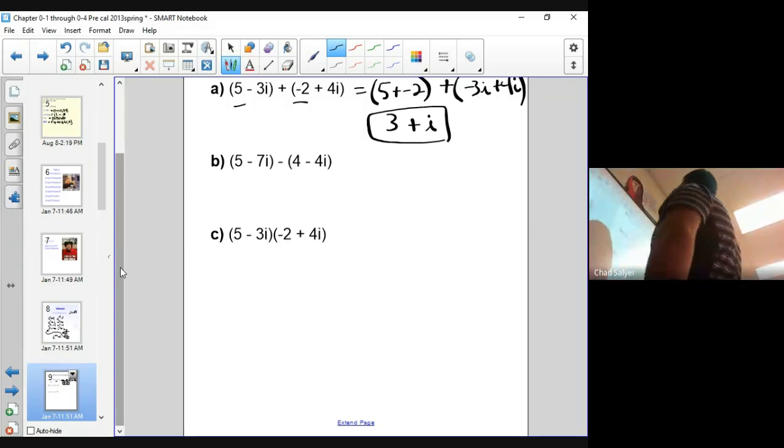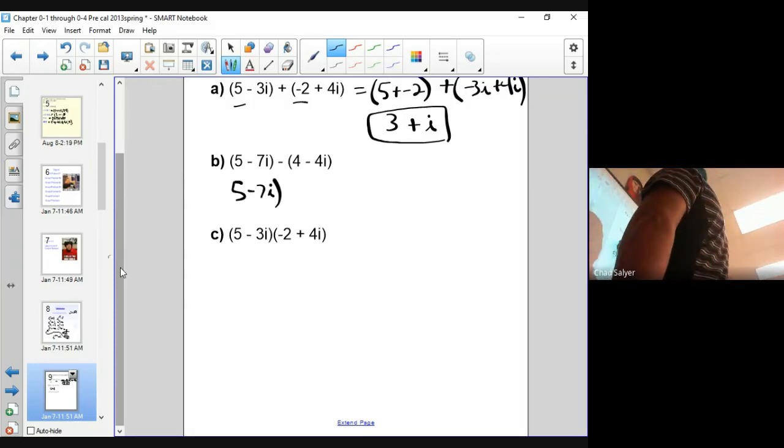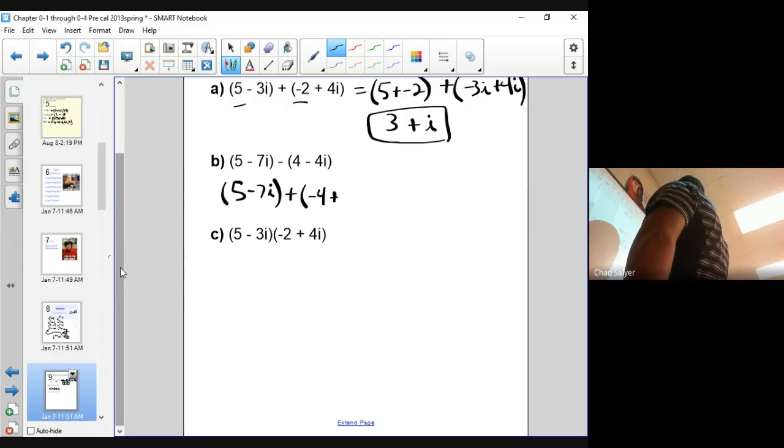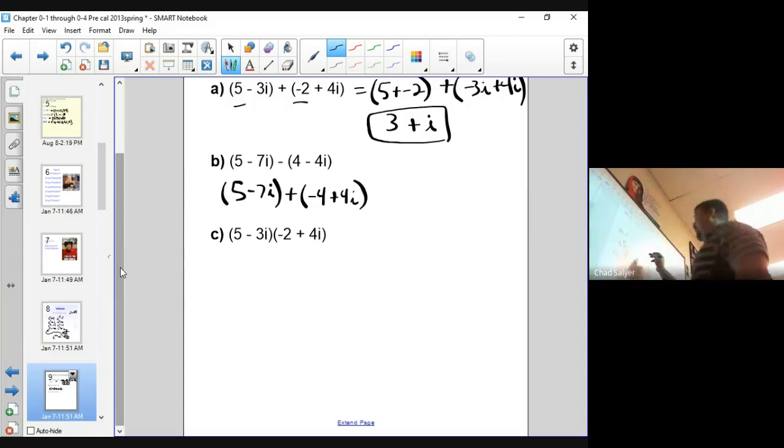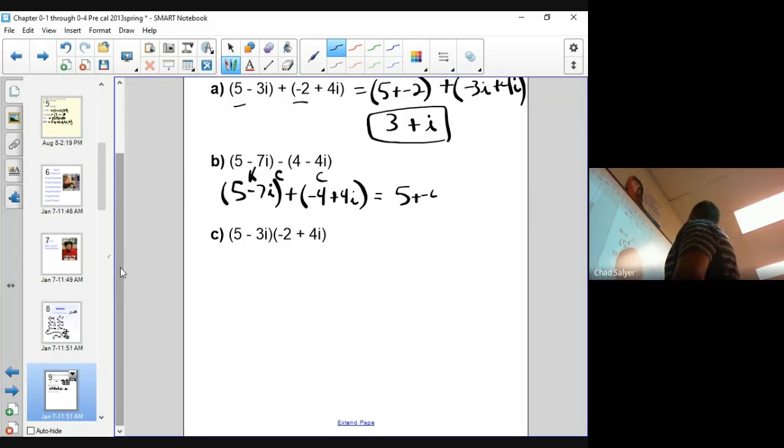Okay, so subtracting. We're going to use an old trick you probably learned in elementary school: keep, change, change. So I keep the first imaginary number the same, change the symbol to addition, and then change the sign of both parts of the second imaginary number. So keep, change, change. Now it's just like the first problem. 5 plus negative 4, negative 7i plus 4i. And that's 1 minus 3i.